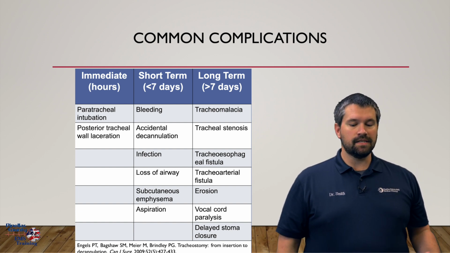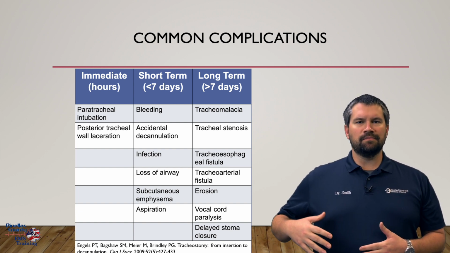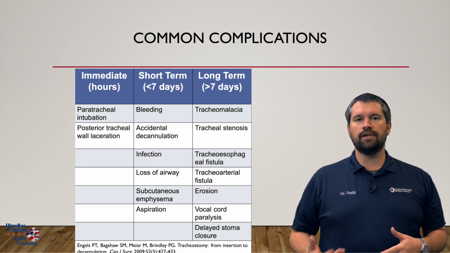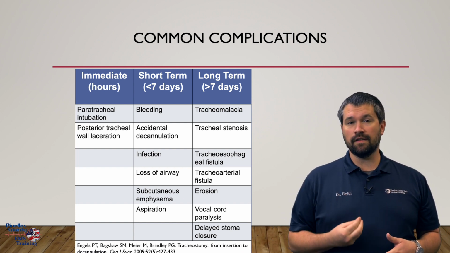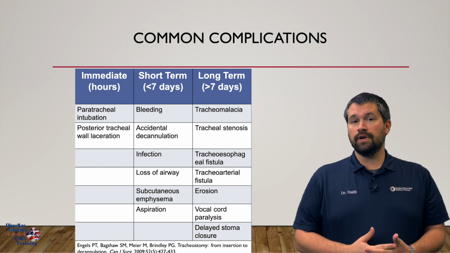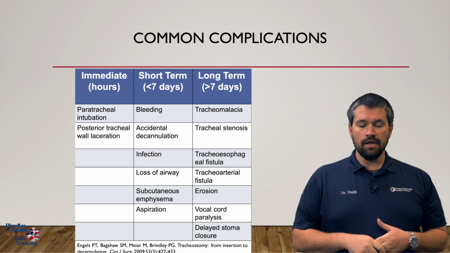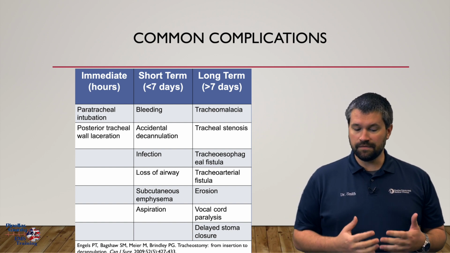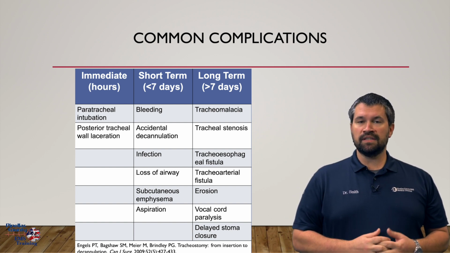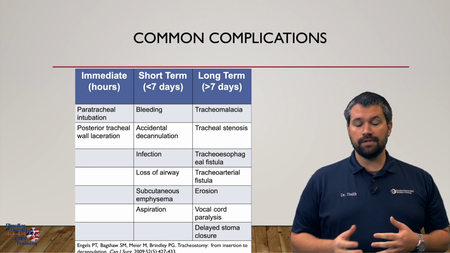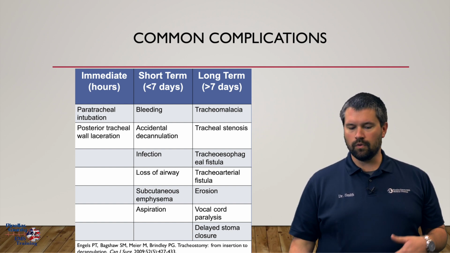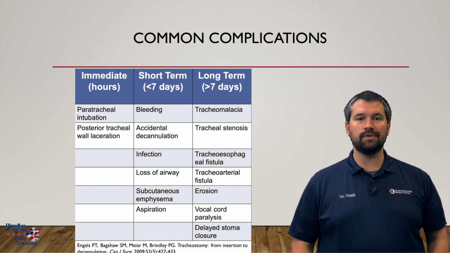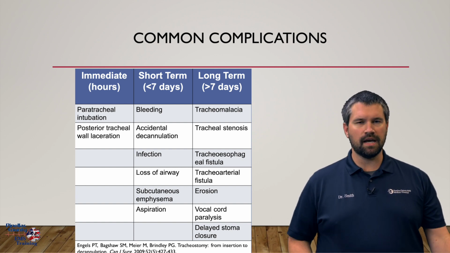Long term, at 7 days and longer, we're talking about usually years, but can be seen as short as a few weeks. But tracheomalacia, where the trachea actually becomes very floppy and can collapse on itself. Tracheal stenosis, where it narrows down. Tracheoesophageal fistulas, a hole between your trachea and esophagus, very dangerous. One of the most dangerous ones that we'll talk about in a bit is tracheoarterial fistula, erosions, vocal cord paralysis, or delayed stoma closure.